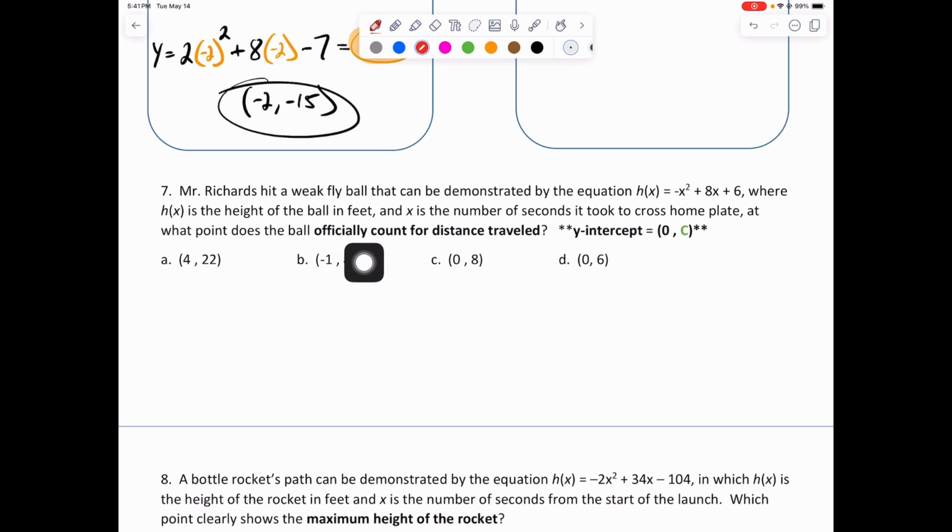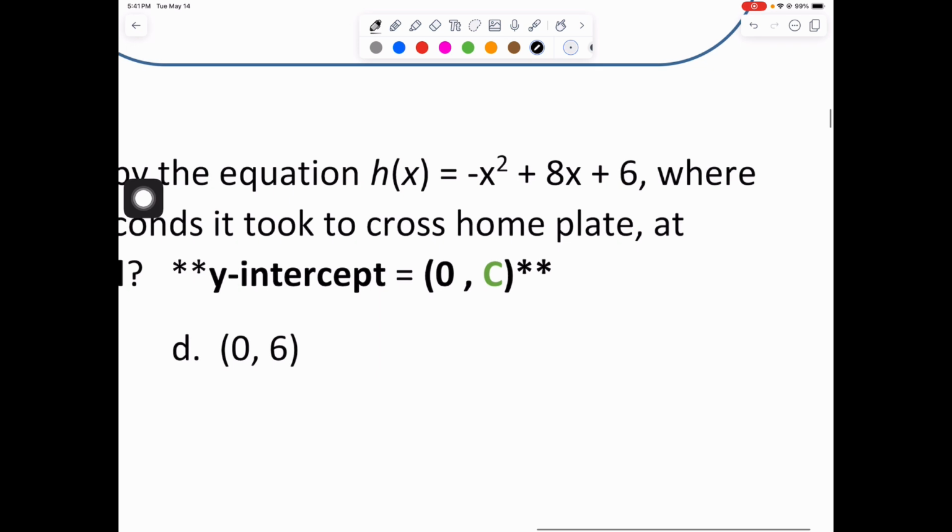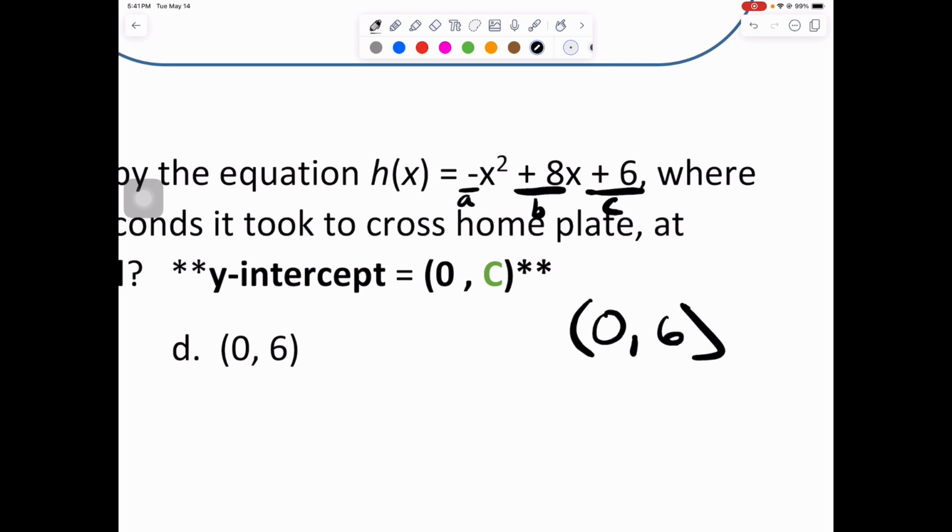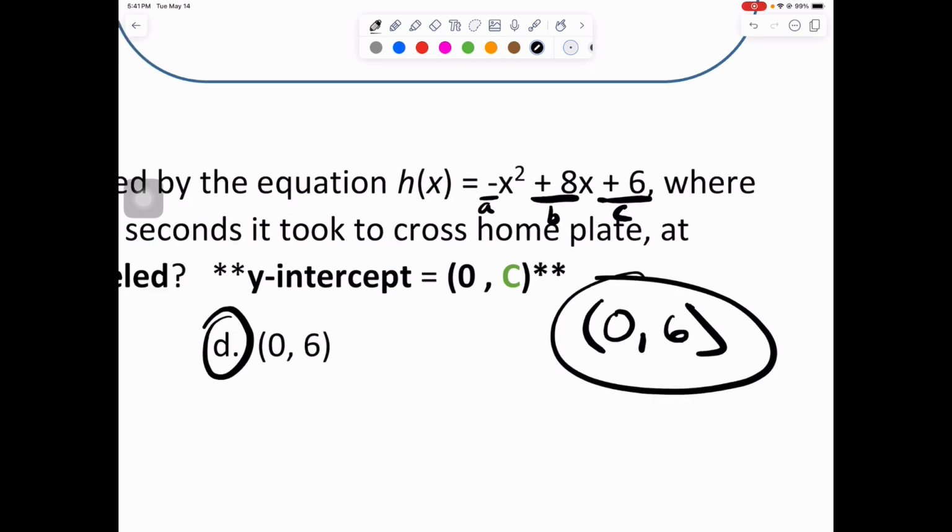At what point does the ball officially count for distance traveled? So after Mr. Richards makes contact, it crosses home plate. That's when we will find our y-intercept. And we can simply go through this in black and white. I'm sure you're all comfortable by now with your A, B, and C. If our y-intercept tells us to do 0C, we've already identified C as 6. Go ahead and circle letter choice D.